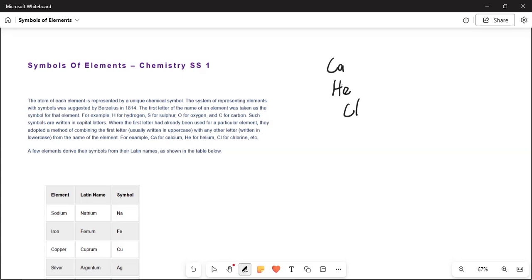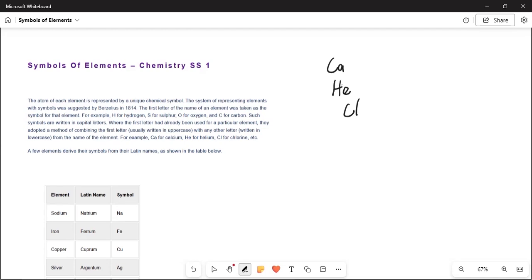Initially, they chose the first letter of the name of the element, and in a situation when the letter is already used for an element, then a combination of that first letter and any other letter from the name of the element was used. Also, there are few elements that derive their symbols from their Latin names. For example, elements like sodium, iron, copper, silver, and gold derive their symbols from their Latin names.